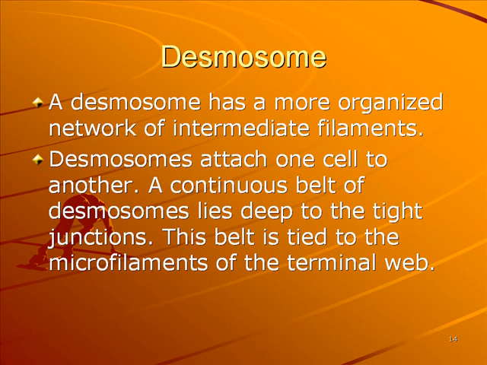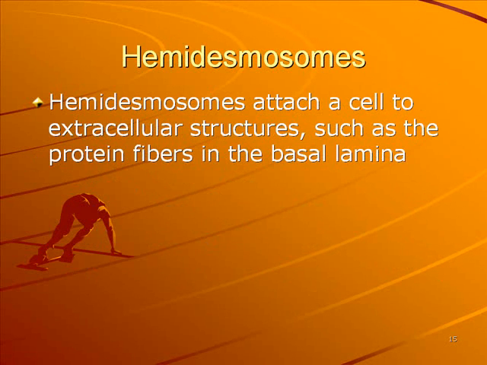If you remember, we talked about internal structures. We talked about intermediate filaments. We'll talk a little bit more about them today. Desmosomes basically attach one cell to another, and a continuous belt of desmosomes lies deep to the tight junctions. This belt is tied to microfilaments in a portion of the cell referred to as the terminal web.